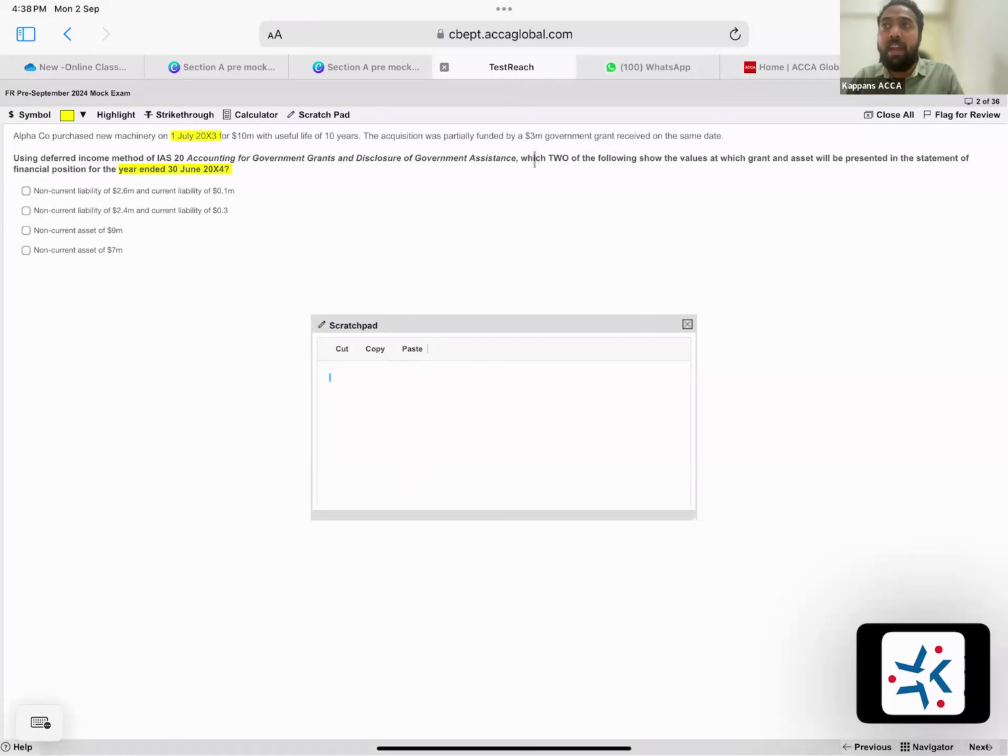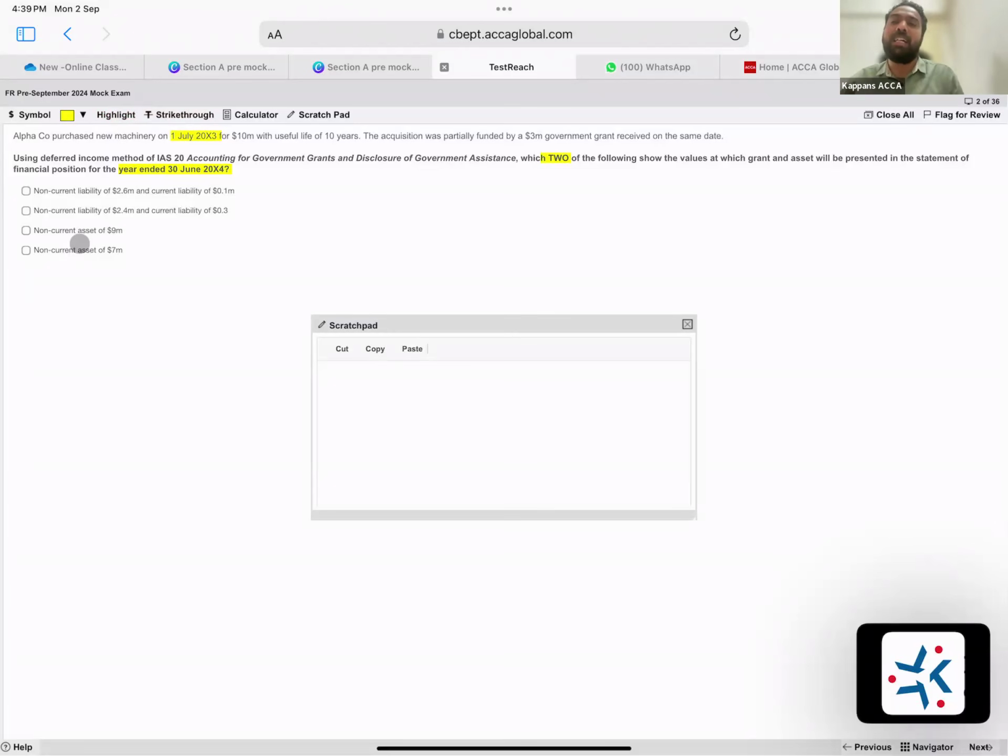And be very careful. The question is saying which two of the following. So it's not a single answer. You have to select two options. So one is the deferred income, the liability in SOFP, and it's split into non-current and current liability. And the second, they're also asking you about the non-current asset.